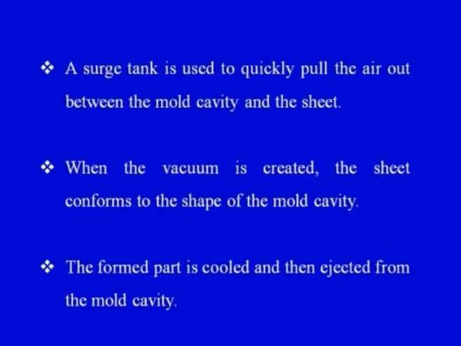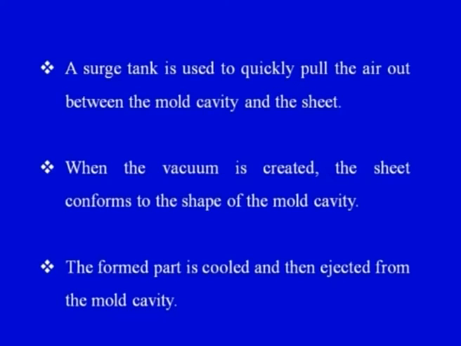From where the air would be taken out? The air would be taken out from the place between the mold cavity and the sheet. If you see the diagram that we have drawn, the sheet is attached to the clamping unit and we have a mold cavity. In between there is air. So this air would be sucked out by the vacuum and this sheet would be deformed according to the shape of the mold. So surge tank is used to quickly pull out the air from where?